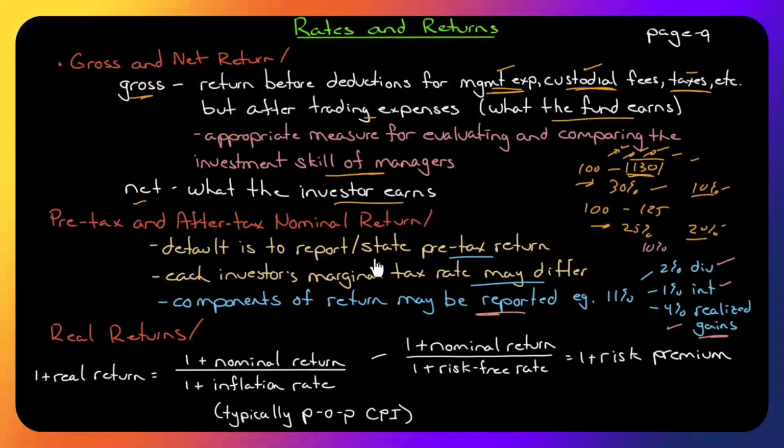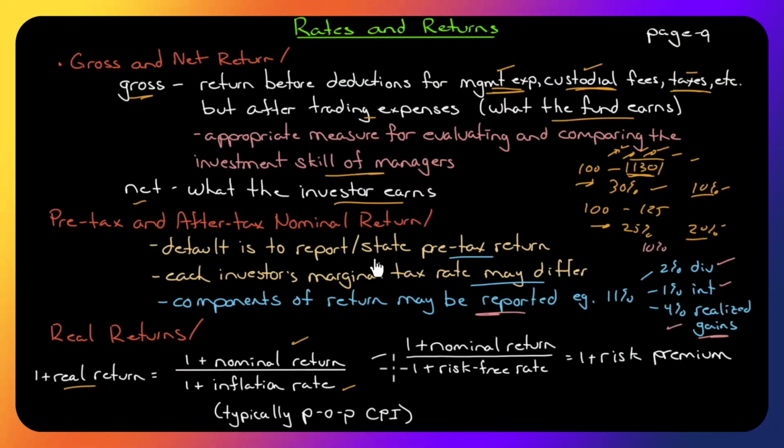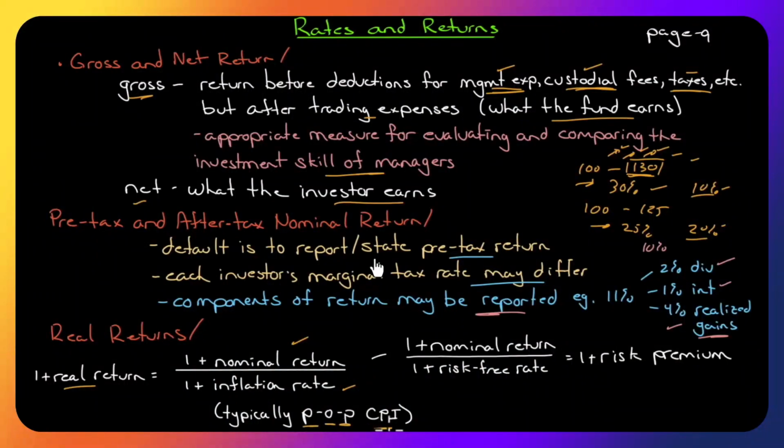Real returns. This accounts for the rate of inflation. So 1 plus the real return is 1 plus the nominal return divided by 1 plus the inflation rate. The inflation rate is typically the period over period CPI, whatever the CPI happens to be.